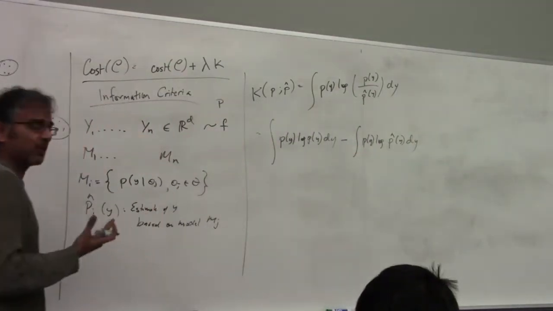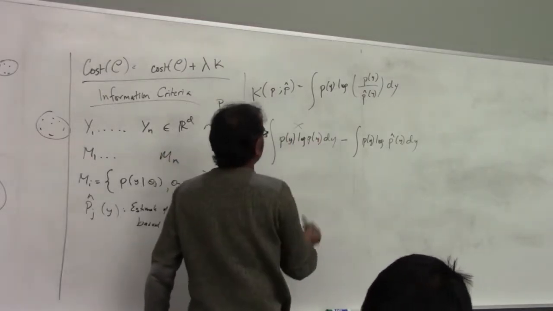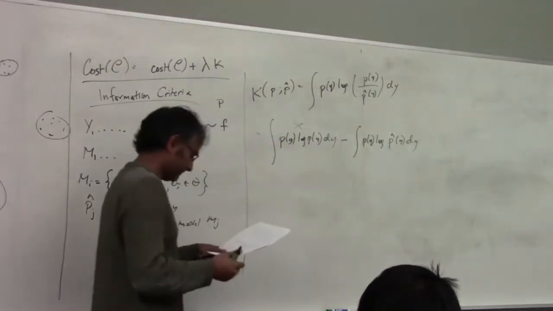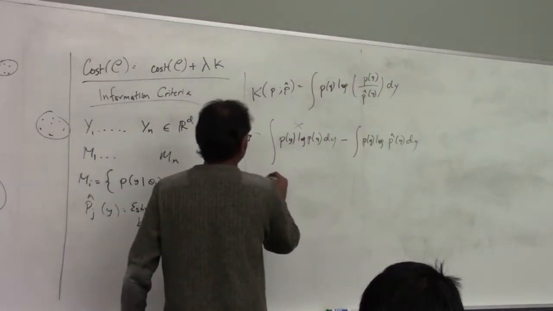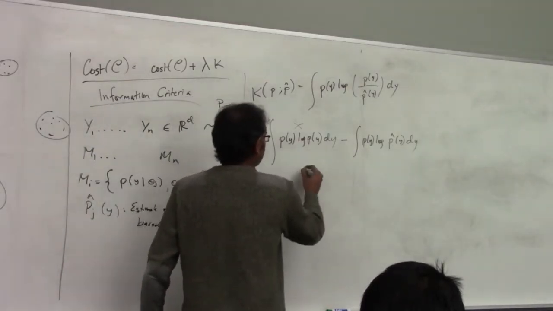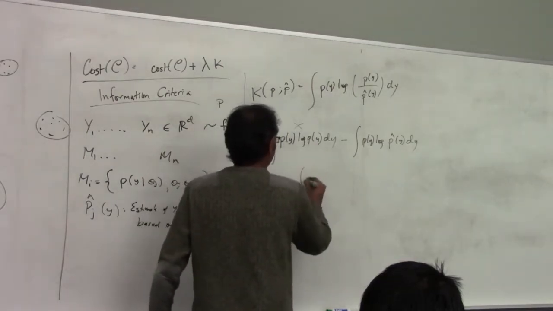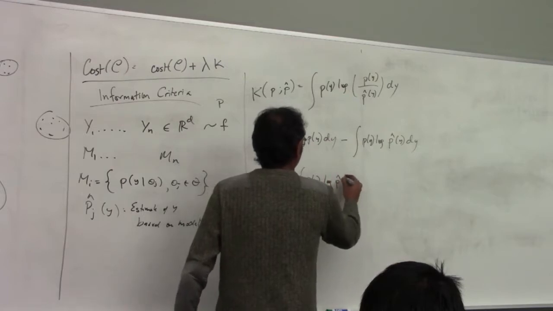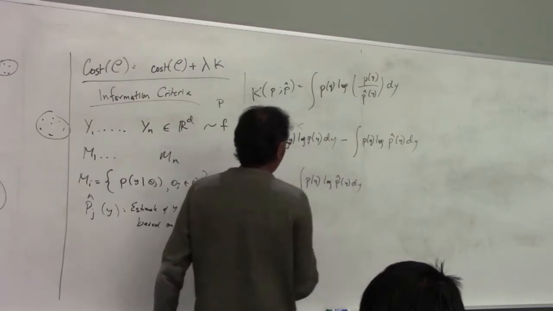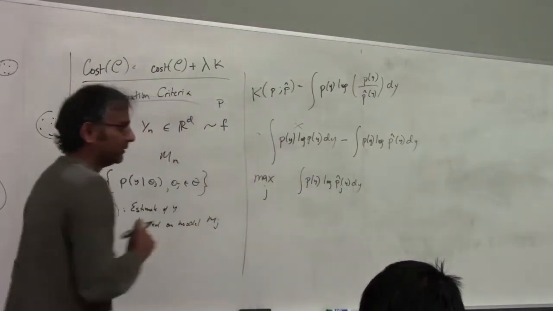Now, if you want to minimize this over all p hat, you don't have to care about this term. So you want to minimize this, which means you want to maximize that expression. So you want to maximize the integral of p(y) log p hat_j(y) dy over all y, for each j. Okay, so this is our goal.